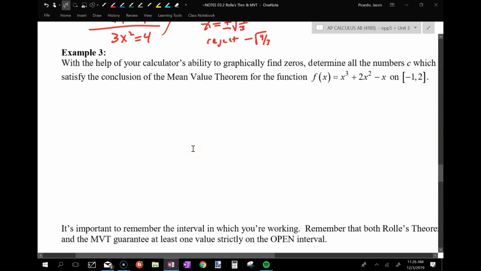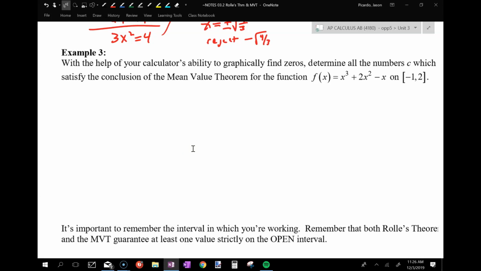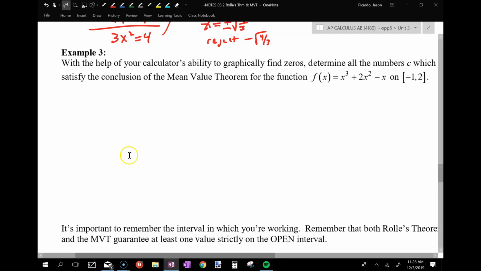With the help of your calculator's ability to graph zeros, determine all the numbers that satisfy the mean value theorem. Okay, good. Let's have the calculator help us here, right? And this is going to really bring home exactly what this is doing right now, okay? Here's what I need to know. Continuous function, closed interval. Can I take a derivative? No issues with that? Agreed. Okay, good. So will it apply? Everything seems awesome. So what do I need to do?